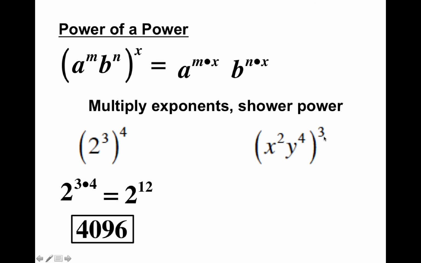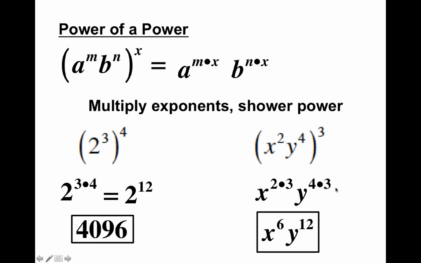Over here, we're going to share the power to each one. So it's x to the 2 times 3, and then y to the 4 times 3. That's going to give me x to the 6th, y to the 12th. Again, you don't need to show this work.